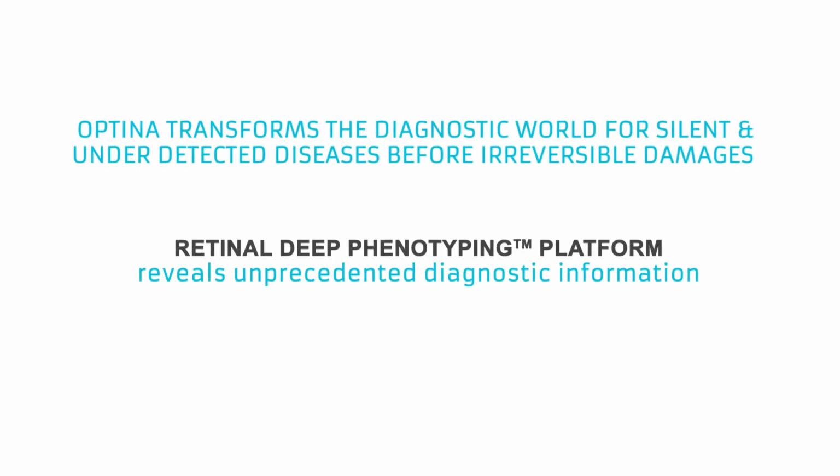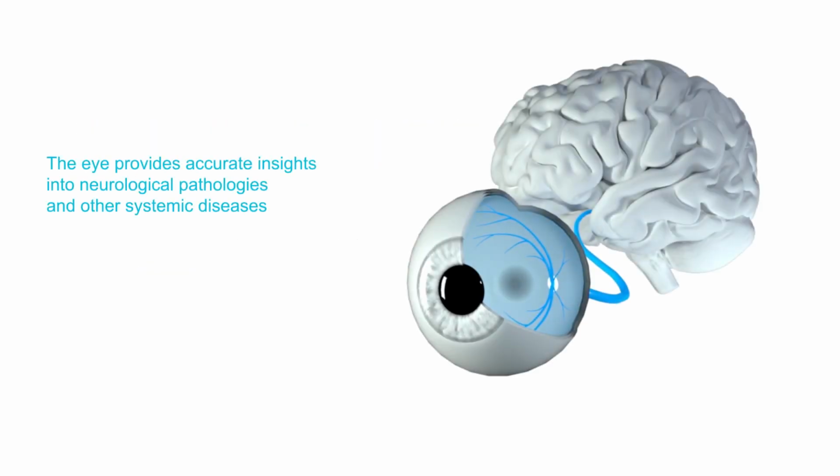Optina transforms the diagnostic world for silent and undetected diseases with its Retinal Deep phenotyping platform. Taking advantage of the retina, the light-sensitive, highly vascularized nervous tissue of the eye, to provide insights into systemic diseases.